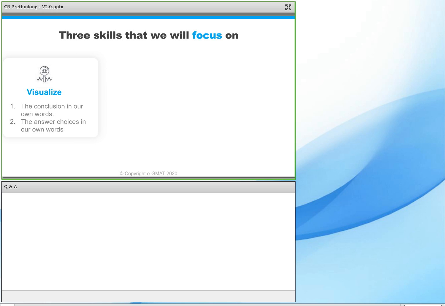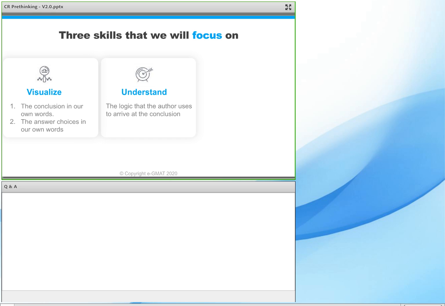So the first thing you want to do when you read an argument for pre-thinking is to visualize. You visualize both the conclusion in your own words as well as the answer choices. As you read the conclusion, you want to be able to see that happening in your brain. This requires skill. This requires reading slowly. The process of visualization is a process of slowing down so that you can do it quickly. If you slow down, you'll be able to visualize quickly, and you'll build a skill as you solve more and more questions.